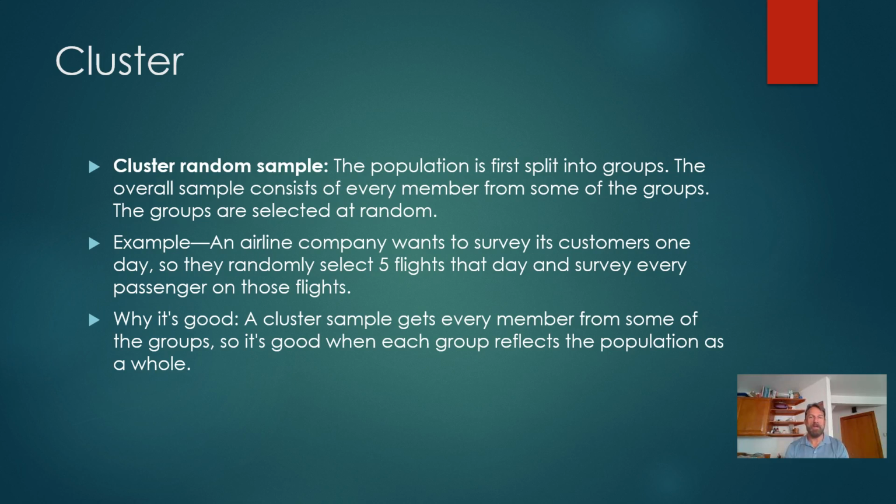An example here could be an airline company that wants to survey its customers one day. So they randomly select 5 flights. People being on flights is your clustering process. And then they randomly select 5 of them. And then everybody gets a survey. It's good because a cluster sample gets every member from some of the groups. So it's good when each group reflects the population as a whole.